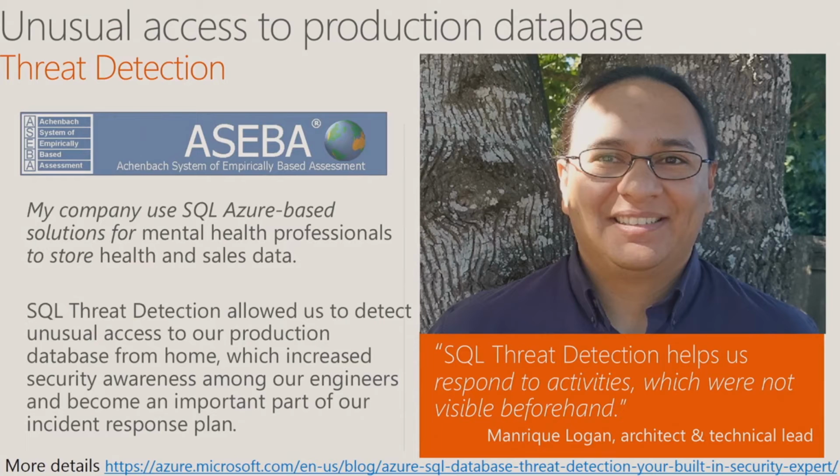Someone has accessed your database from a new location. So naturally, he was worried and started following the alert and found out that one of his developers had accessed the database, a production database, from home. As a result, Azure SQL Database and threat detection became an important part of their incident response plan. Customers and developers are more aware that everything they are doing is being tracked, and it has helped them a lot. Before that, he was not aware that these activities happened on his database.